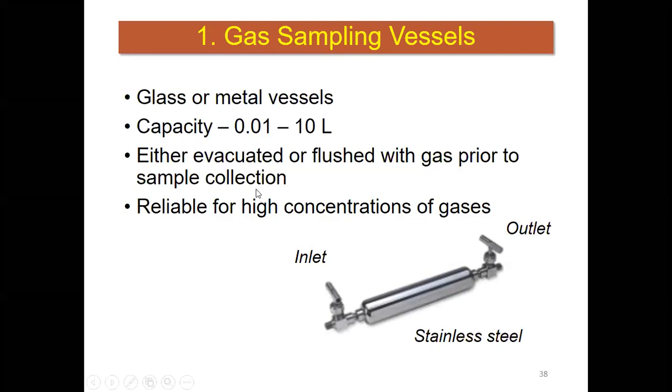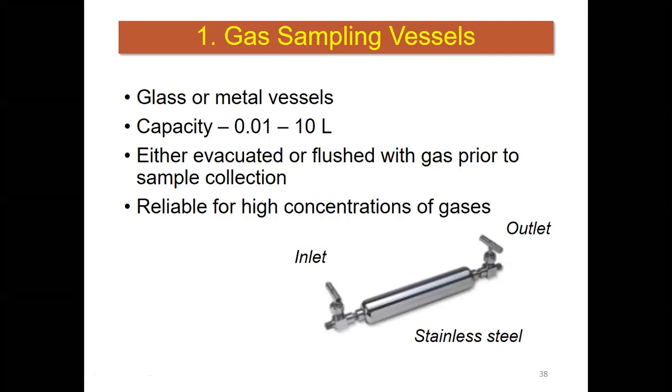Because when we flush with the gas that we are analyzing, the available gas in the vessel can be replaced with the gas we are flushing. So we have to do one of these things before we collect gas samples into these gas sampling vessels. And these gas sampling vessels are reliable for high concentrations of gases. So that is one disadvantage, or one limitation, of these gas sampling vessels. It is reliable only for high concentrations of gases.